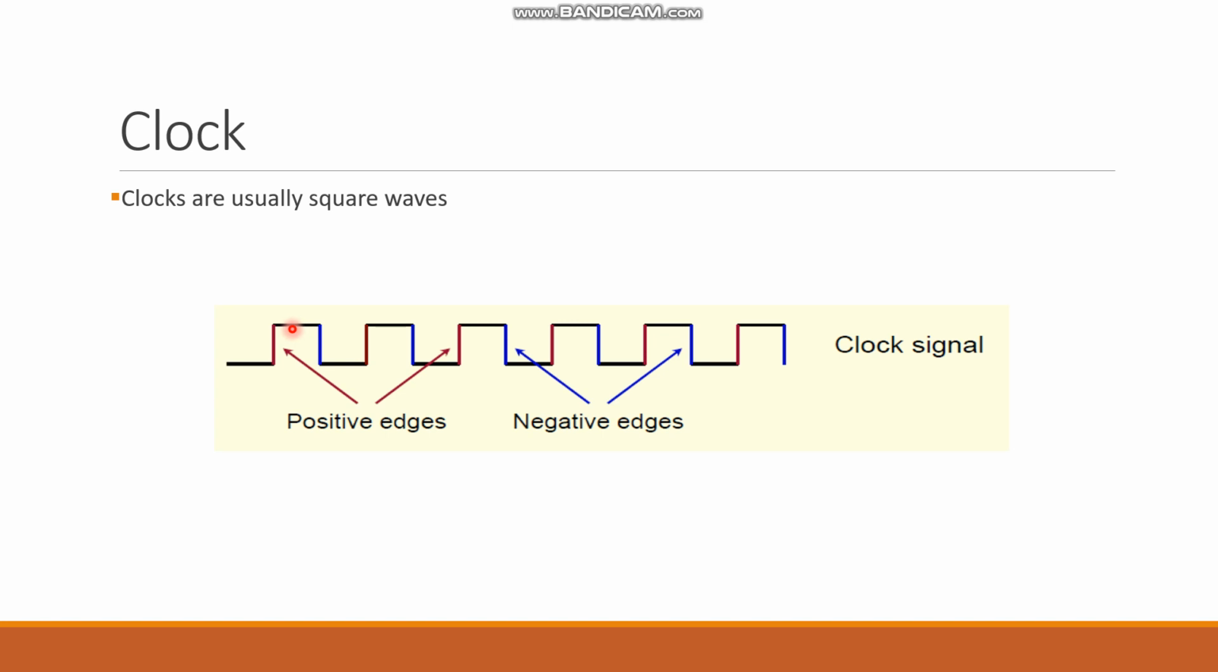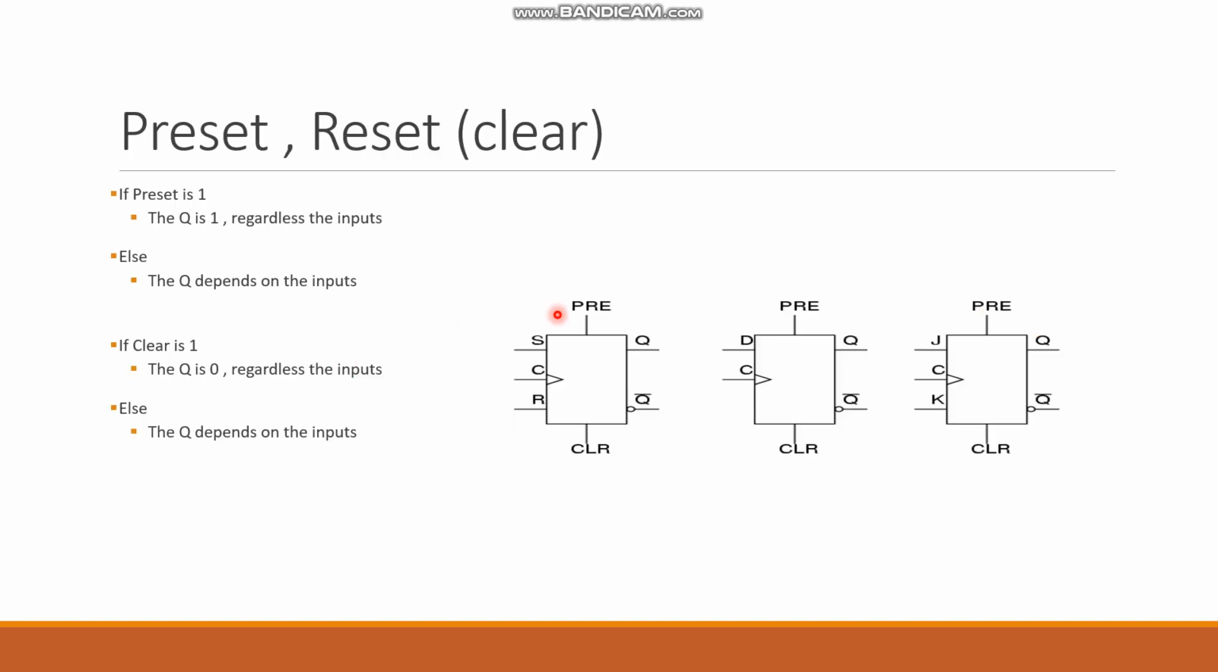But the output changes based on the input when the clock is, in this case, going positive, if we have a positive edge triggered flip-flop, and the output changes according to the input when the clock pulse is 0, if we have a negative edge triggered flip-flop. So in some cases we may have more inputs than those: S and R, clock, Q and Q dash.